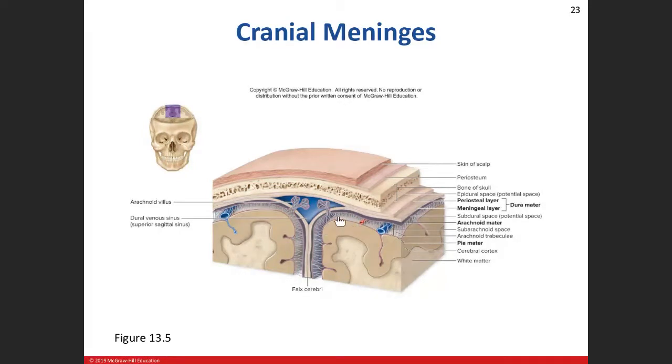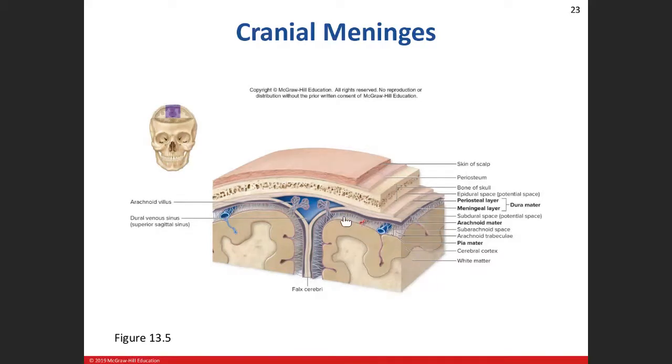Now you see there's a little bit of a space here. Then you've got another layer, a purplish layer here. That's the arachnoid mater. You have these collagen and elastic fibers that are extending back and forth between the arachnoid mater and the pia mater. You guys see that?